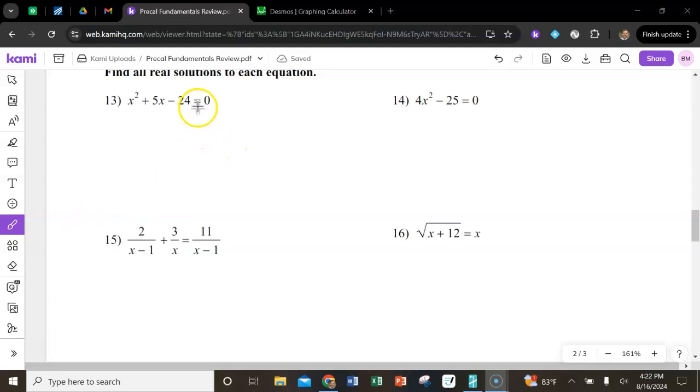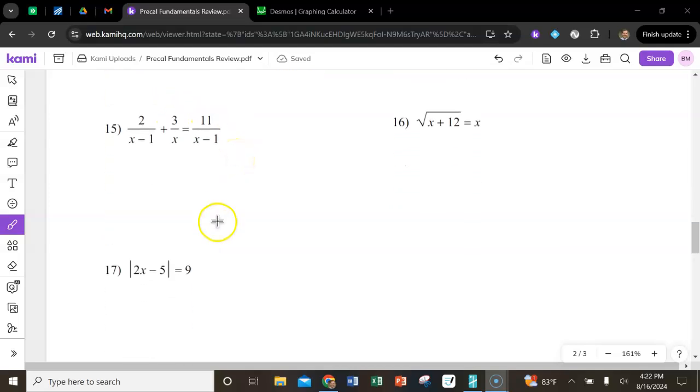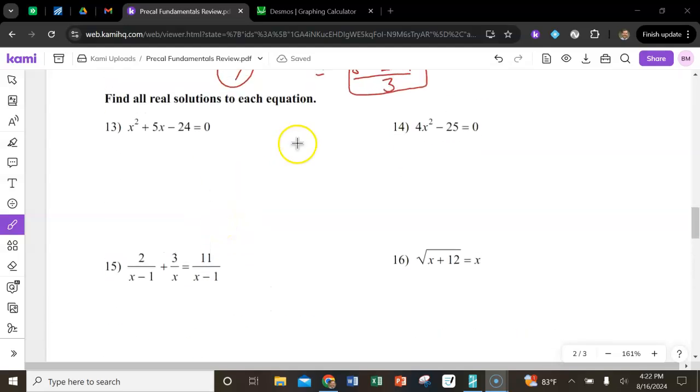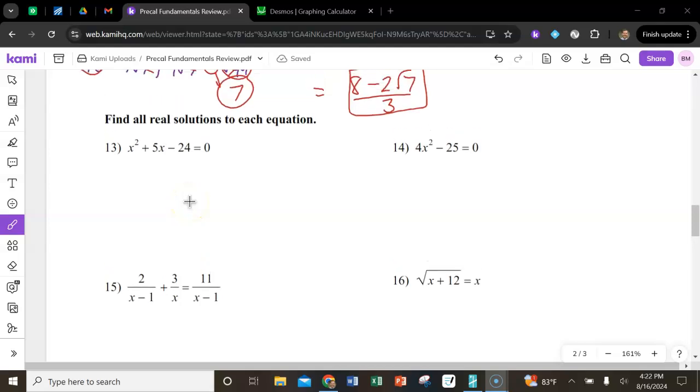Okay, so in this video I'm going to pick back up where we left off going over the review for the first test. Questions 13 through 17 are solving equations. They're all different types of equations, but we are going to solve equations. The first two are quadratic.